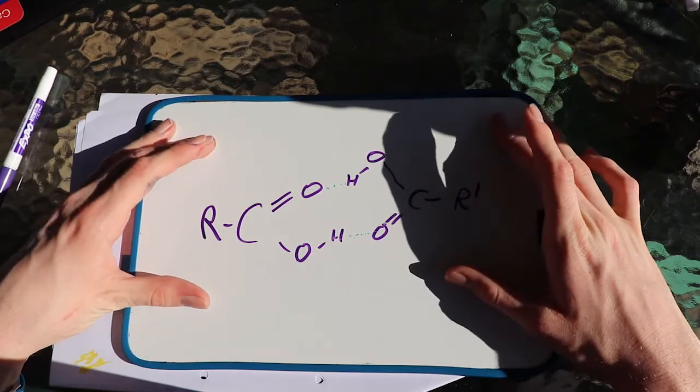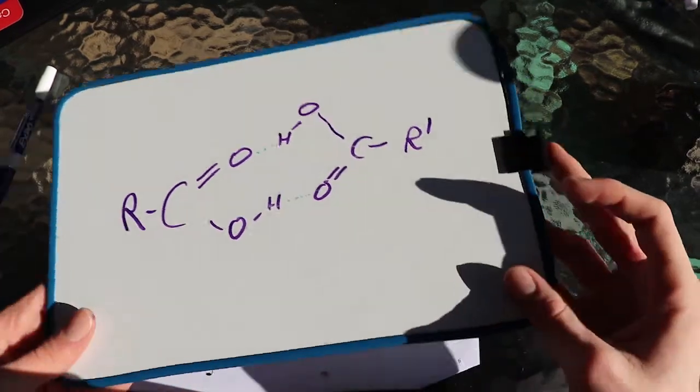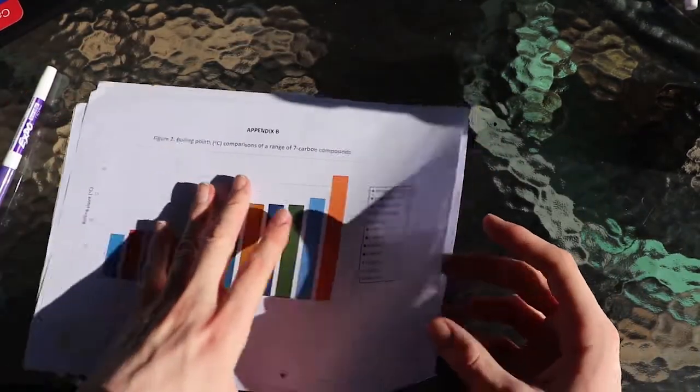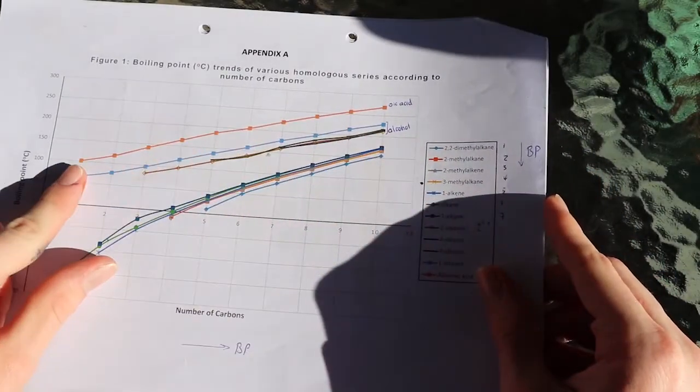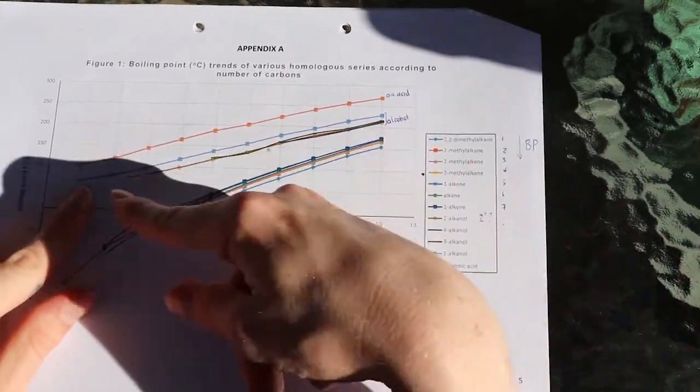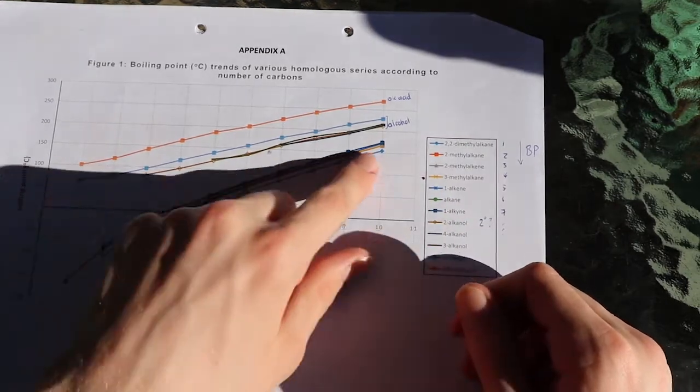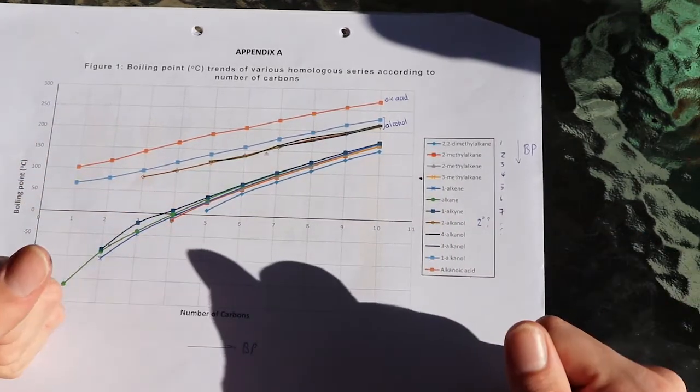We also have the dispersion forces, but mainly it's these strong hydrogen bonds that mean this has such a higher boiling point. And thus, alkanoic acid sits above all the rest of them. Again, as we increase the carbons, we're going to increase the effective surface area and thus increase the dispersion forces.